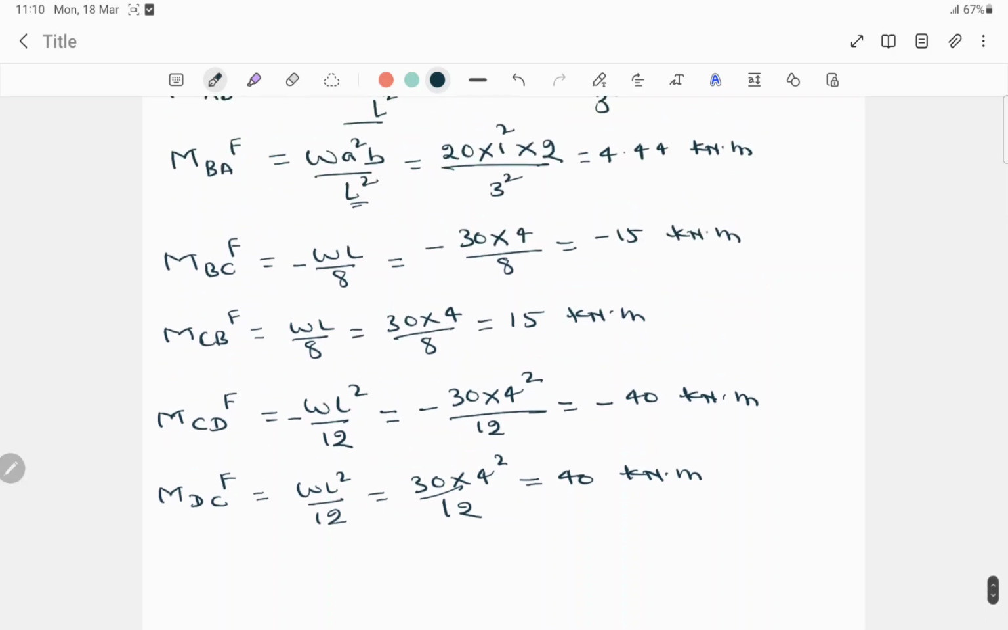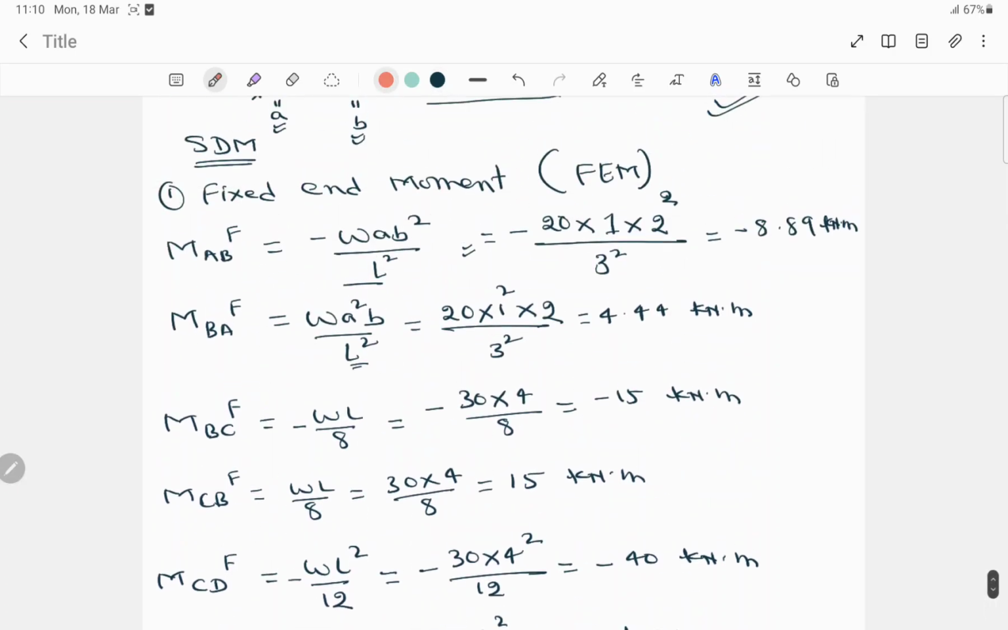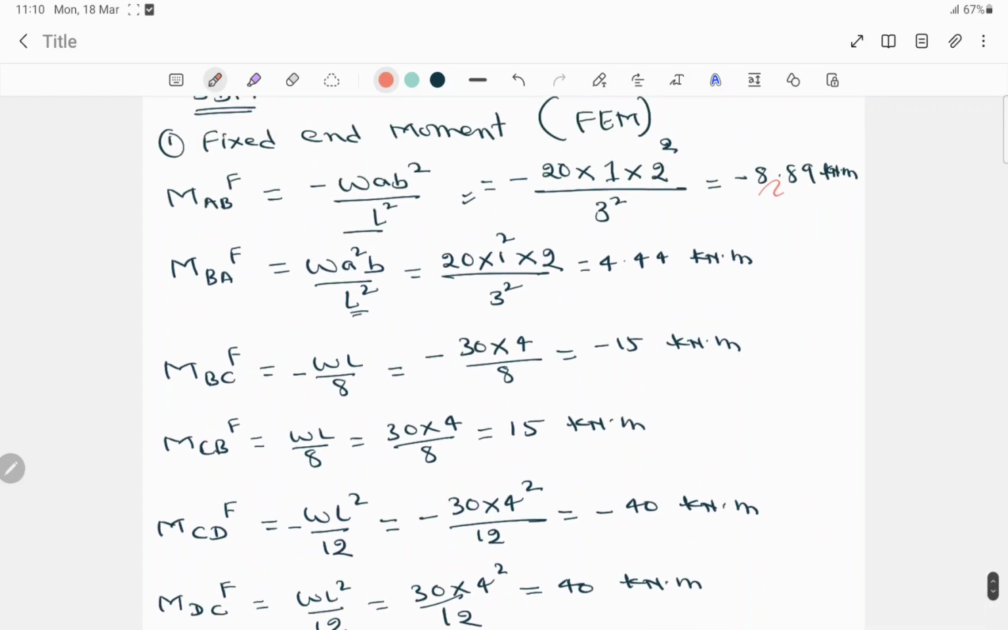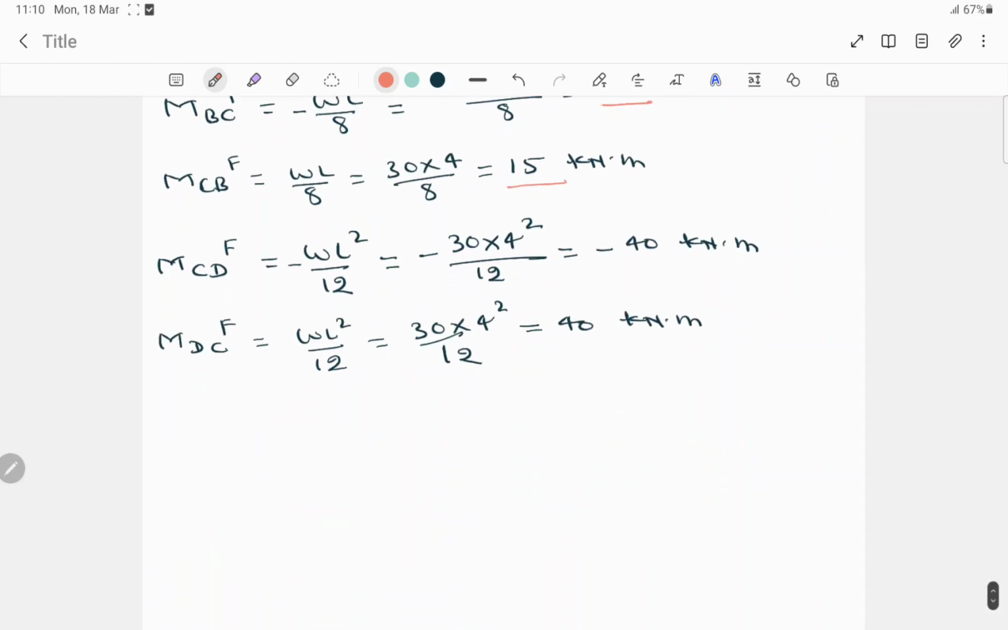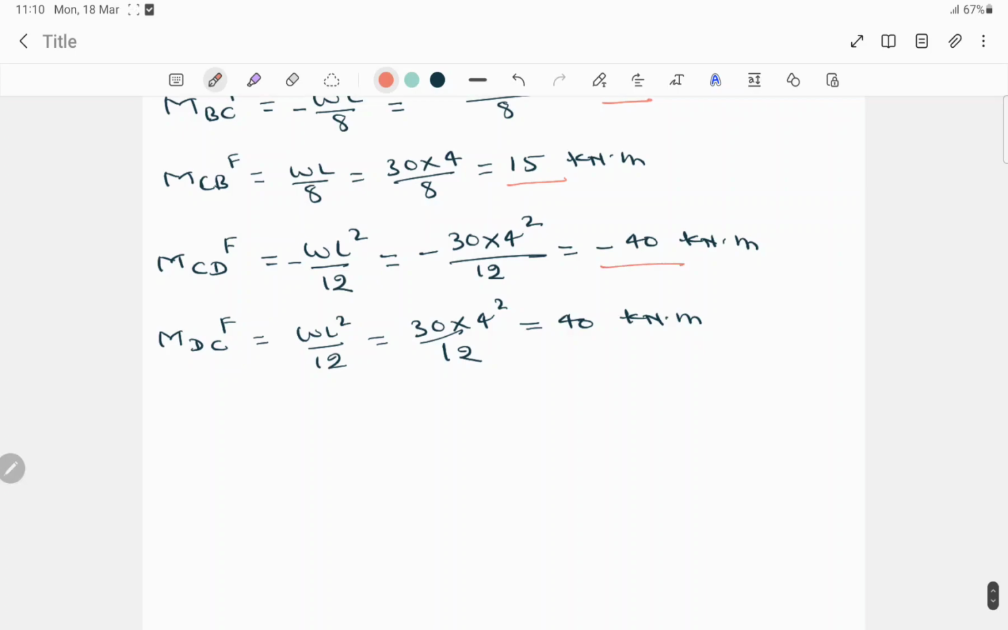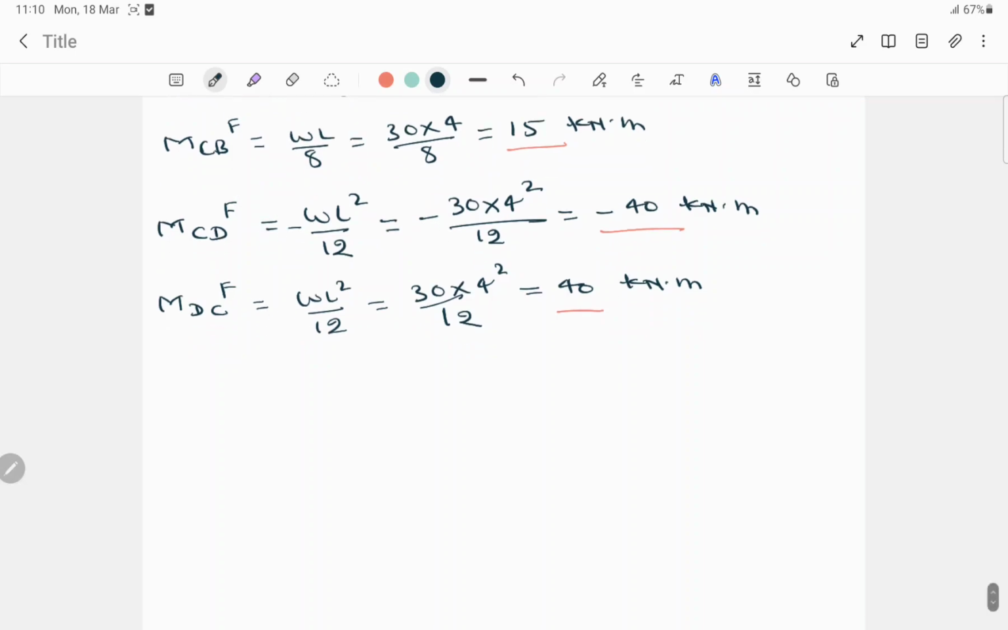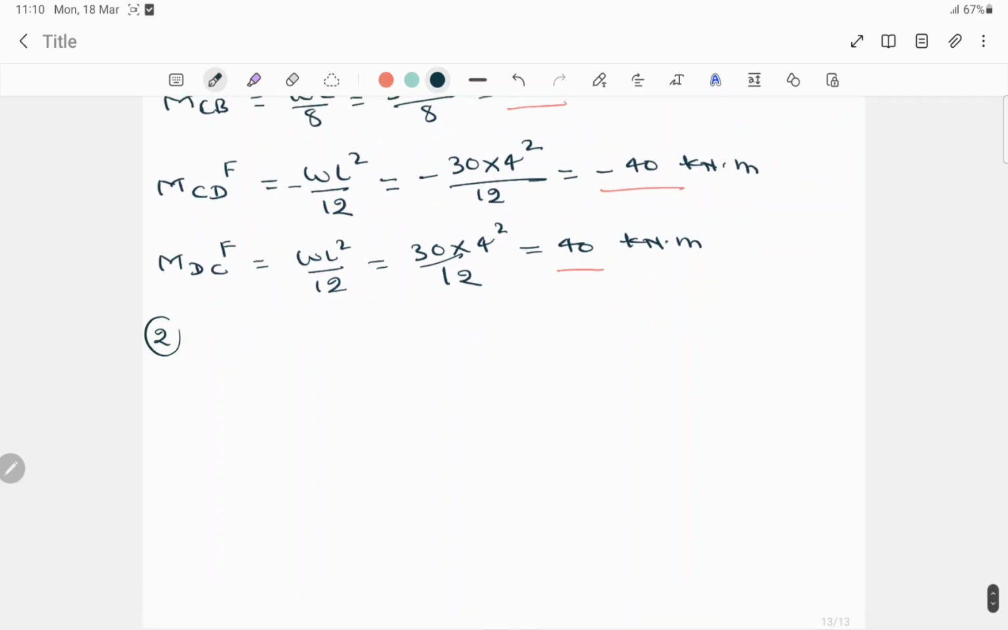Okay, so we got all the answers for the fixed end moments for all the spans: from B to C it is minus 15, from C to B it is 15, from C to D it is minus 40, and from D to C it is 40. Now the next step, the second step, is to apply the slope deflection equation for each span.